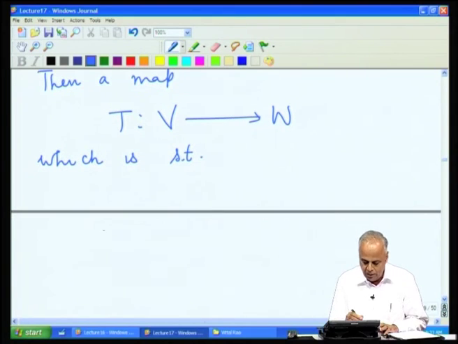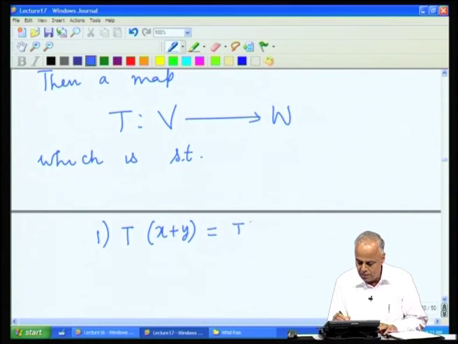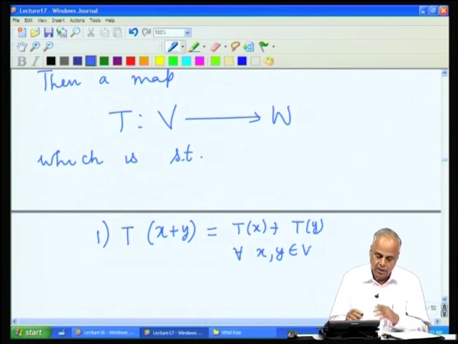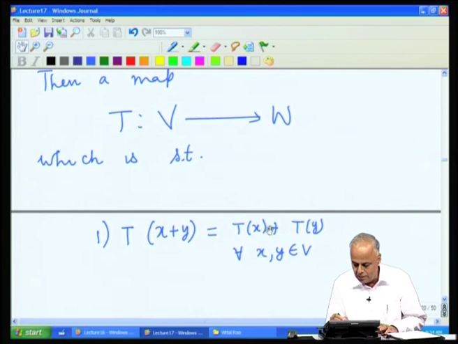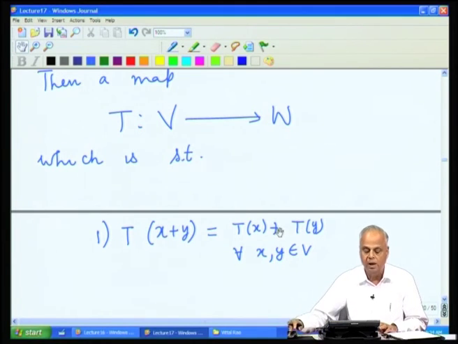What does that mean? It preserves addition means if you add two vectors in V and then transform, it should be the same as transform individually and then add, for every x, y in V. Notice that the plus here refers to the plus in V, because x is in V, y is in V, therefore, this plus is addition of vectors in V. The plus here is the addition in W, because T x is in W and T y is in W, and therefore, this is the W addition.